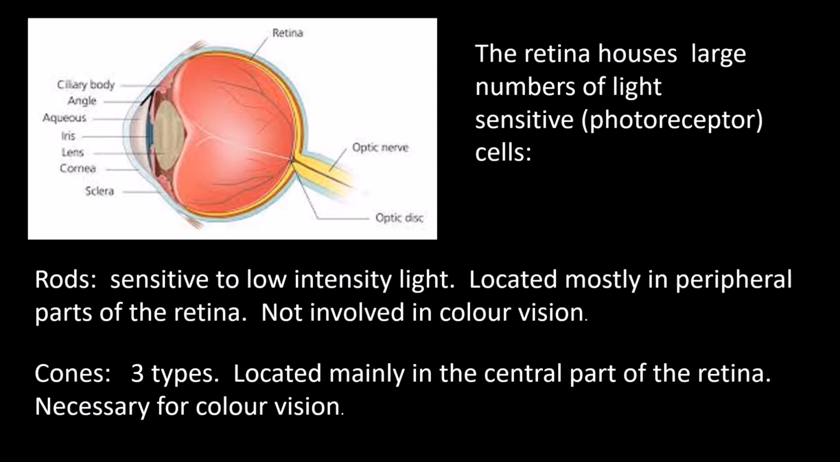So the key thing is that there are 3 different types of cone cell, and what we're going to be interested in is how having 3 different types of cells enables discrimination between different colours to take place.